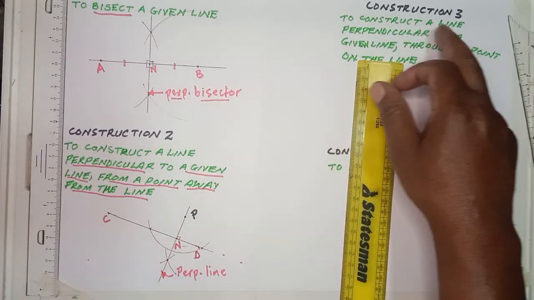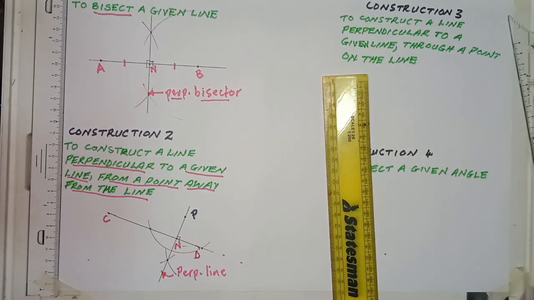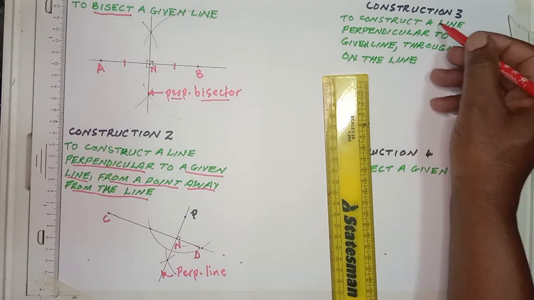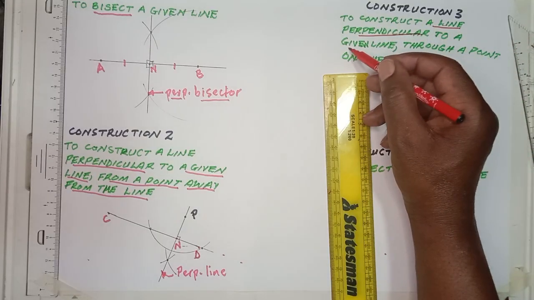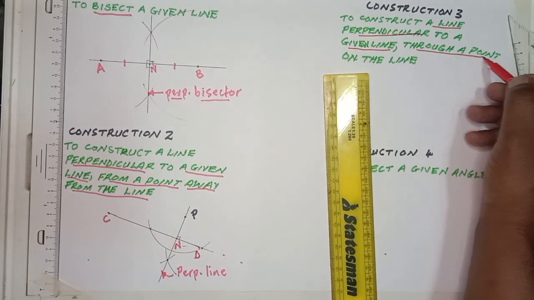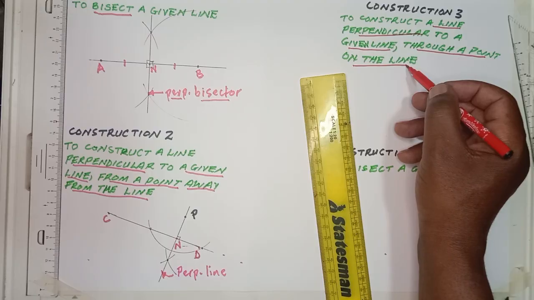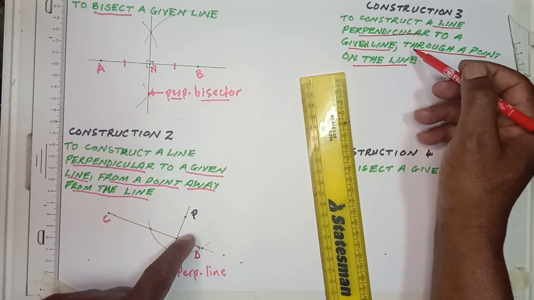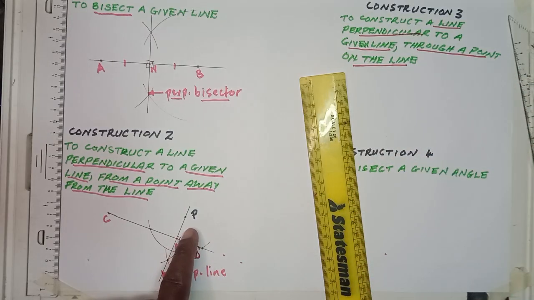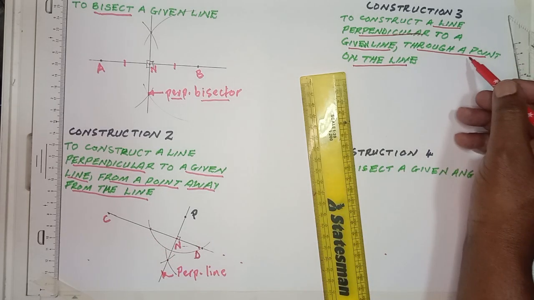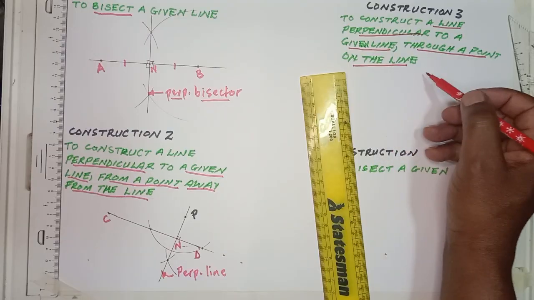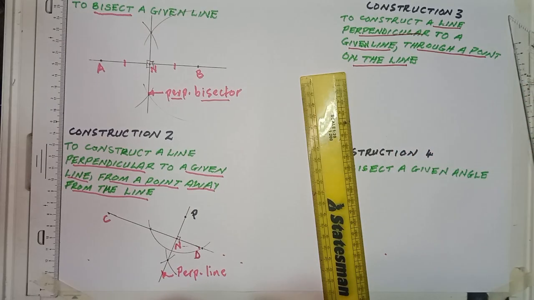Now let's move on to construction number 3, which says to construct a line perpendicular to a given line through a point on the line. Now this construction is slightly different from construction 2. In construction 2, we're drawing a perpendicular through a point which is away from the given line. But here, the point should be located right on the line. So we need to be able to construct a line which is perpendicular to the given line.